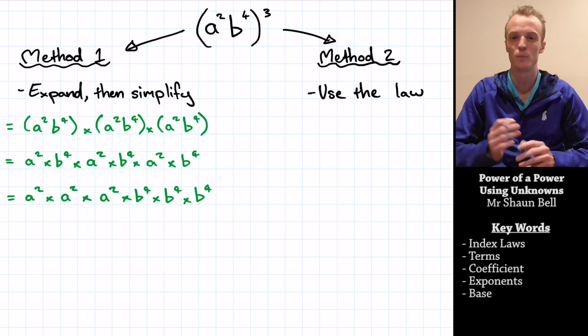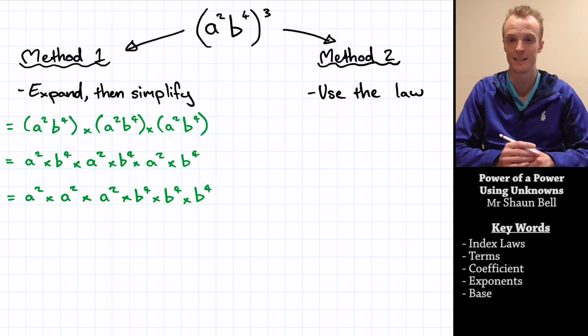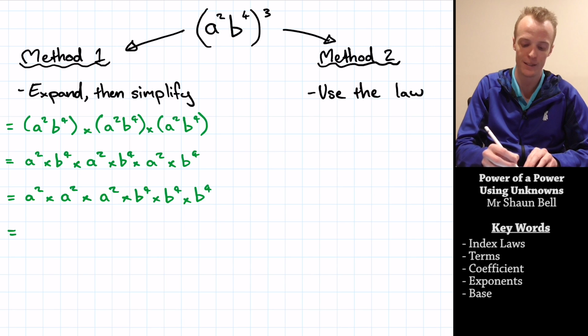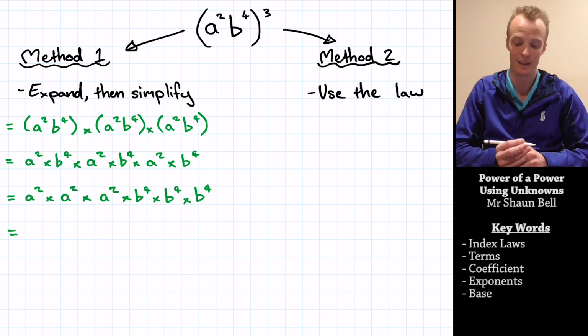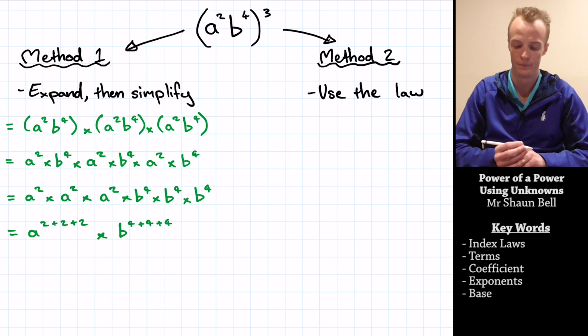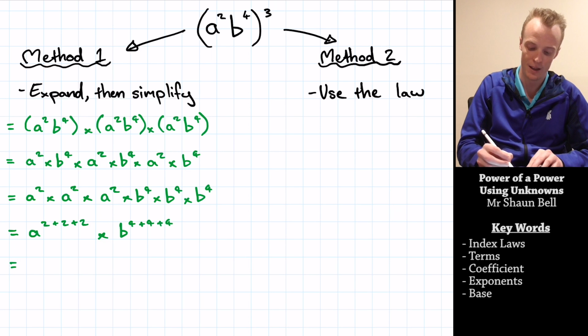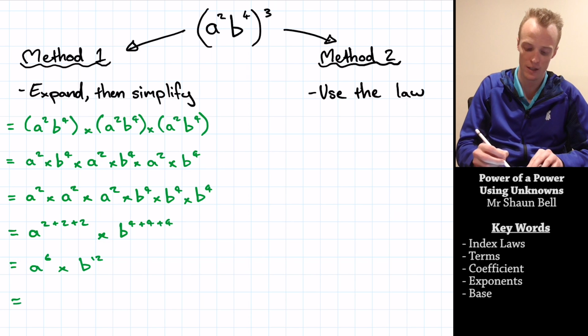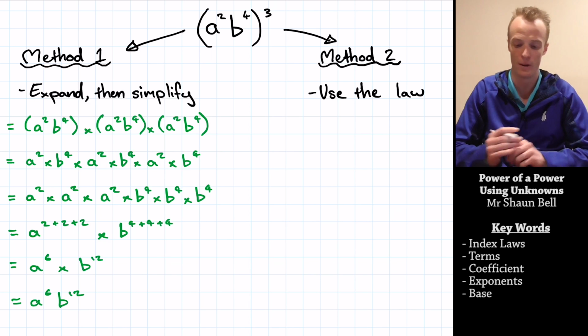And what you'll notice is we're back to our multiplying indices law, where if we multiply something with the same base, we add the exponents. So that is equal to a to the power of 2 plus 2 plus 2, all multiplied by b to the power of 4 plus 4 plus 4. When we simplify this down, that is equal to a to the 6th power times b to the 12th power.